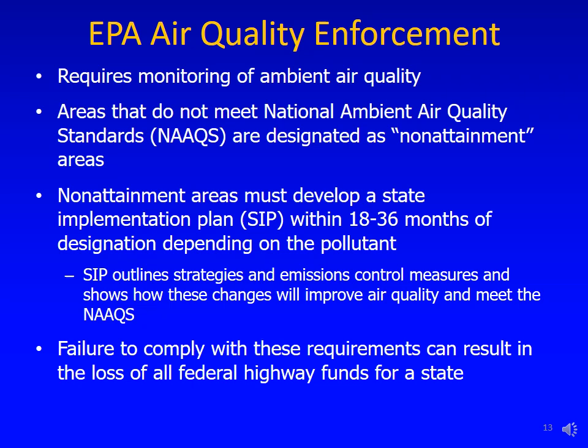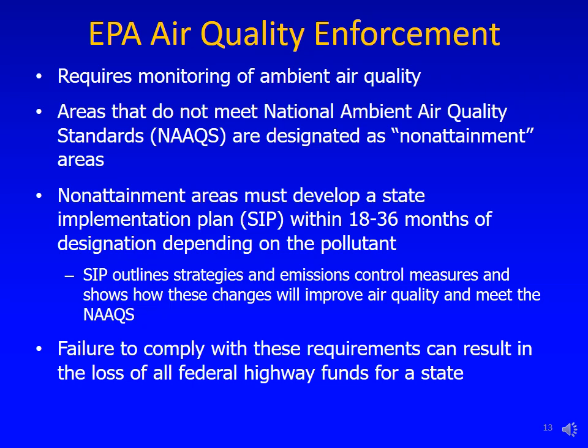So for EPA air quality enforcement, in order to enforce these air quality regulations, they have set up national ambient air quality standards, and they have to monitor the air quality in these regions to determine whether or not locations are in compliance or out of compliance. If they're out of compliance, then an area is designated as a non-attainment zone, and the area has to come up with a state implementation plan within 1.5 to 3 years of the designation.